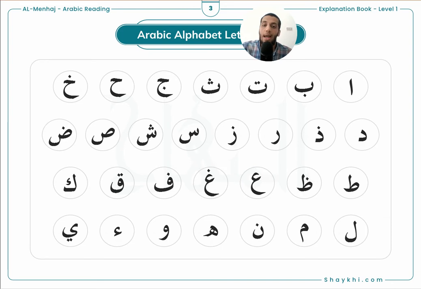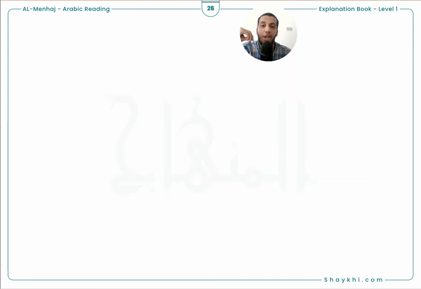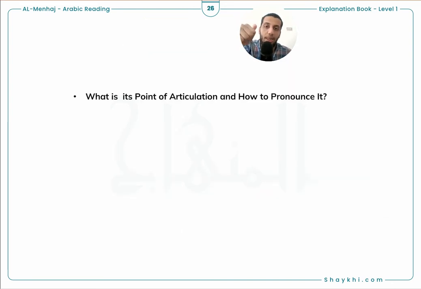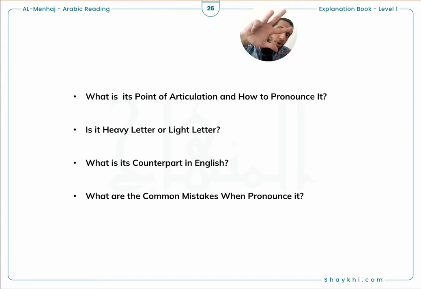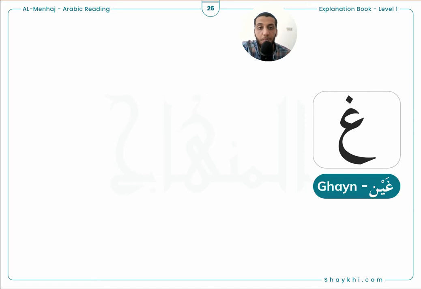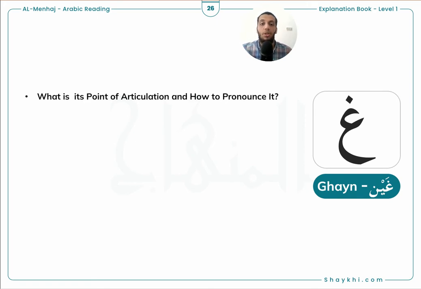As always, our discussion includes 4 points. What is the point of articulation of this letter and how we pronounce it? The second point, whether this letter is heavy or light. The third, what is the counterpart of this letter in English, and the fourth, what are the common mistakes when pronouncing this letter. Let's start with the first point.